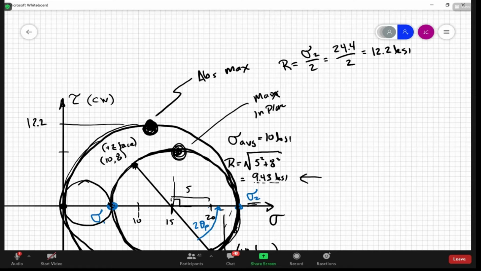Now, if we were to draw that, I don't know exactly what the orientation is, but let's just draw that. So we would have a shear stress of 12.2 acting on there. And in that case, it's going to kick it in the clockwise position. So again, I don't know exactly what the orientation is, but assuming it's on that face, it would look like this.